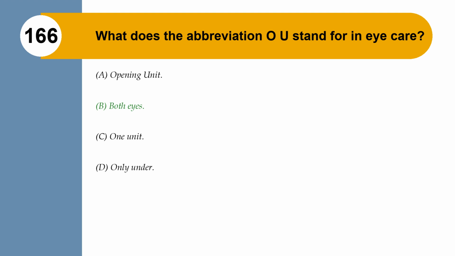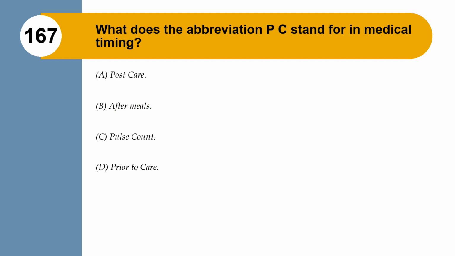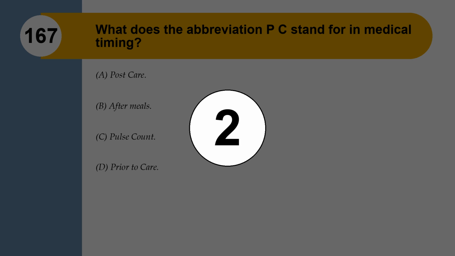The correct answer is option B, both eyes. Explanation: the abbreviation comes from the Latin oculus uterque. Question 167. What does the abbreviation PC stand for in medical timing? Option A, post-care. Option B, after meals. Option C, pulse count. Option D, prior to care.